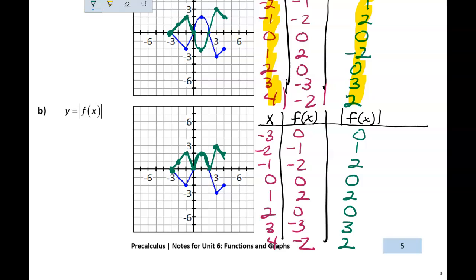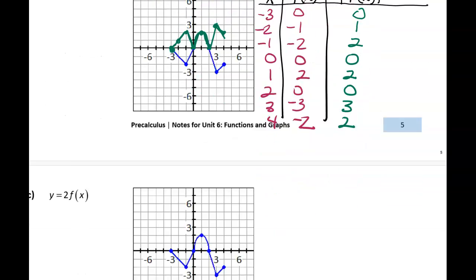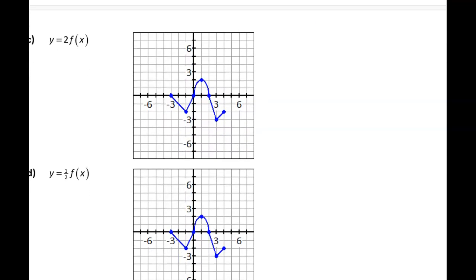You might recognize what's going on in this transformation. The parts that were already above the x-axis stay where they are. In other words, the parts that had positive y values already stay positive. The parts of the graph where the y values were negative become positive y values, and therefore the graph gets reflected above the x-axis. But it's not an entire reflection, just the part that was below the axis. All right, let's take a look at the next one.